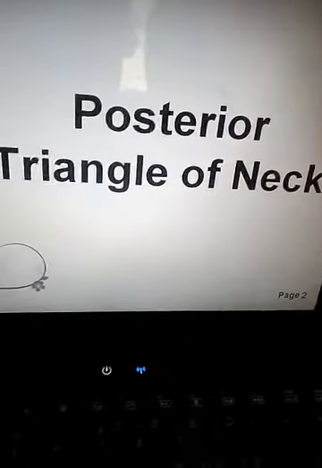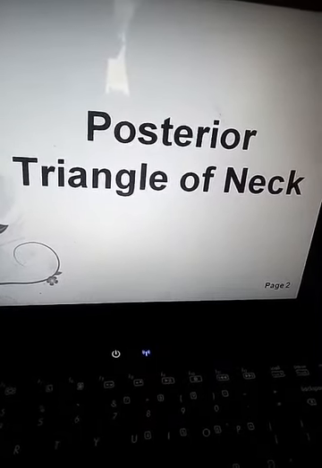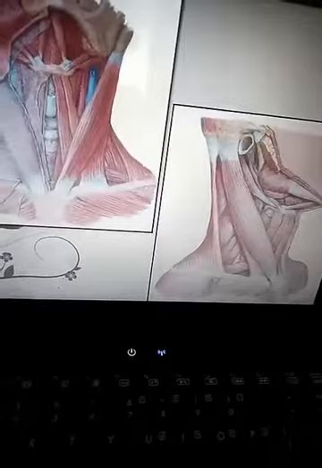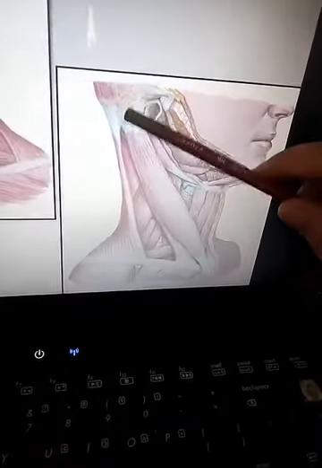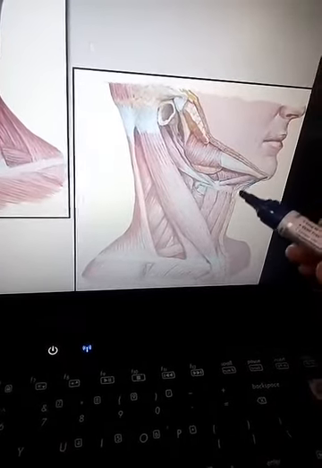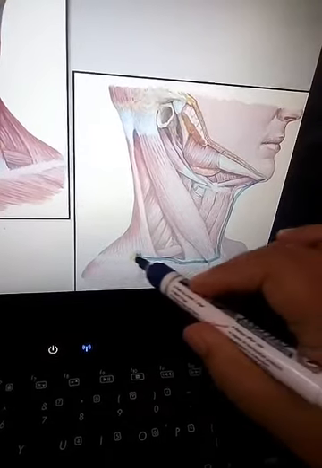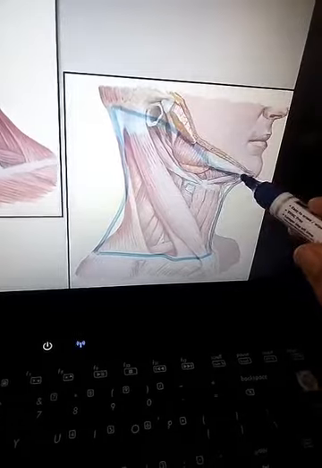So coming to today's lecture, today's lecture is the posterior triangle of the neck. We will see first of all, if we see the side of the neck, I told you the side of the neck is somewhat quadrilateral in shape. So this is the shape of the side of the neck. So this is almost quadrilateral in shape.